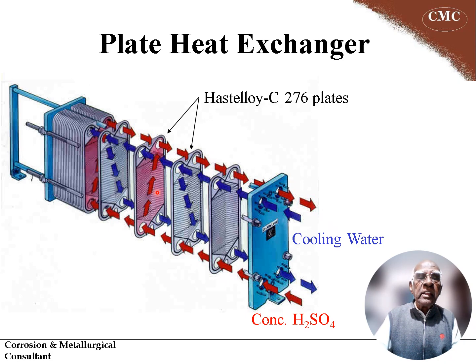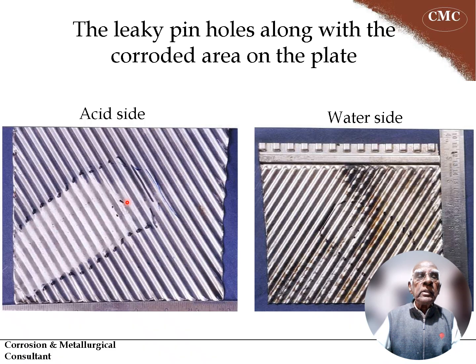The Hastelloy being very expensive material, it is used as thin plates. In this process, after a few months of operation, leaks have developed, and you can see the leaky portion. The one on the left side shows the acid side, and you can see a general no acid, no corrosion zone. Whereas on this area there is a patch of corrosion area, in which pinholes are formed. You can see the pinholes there.